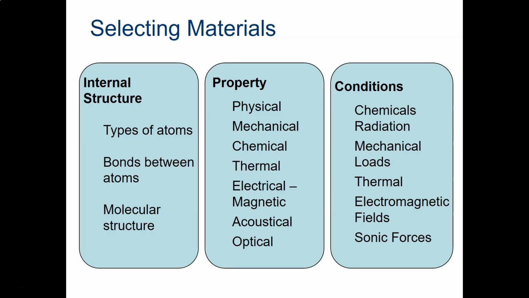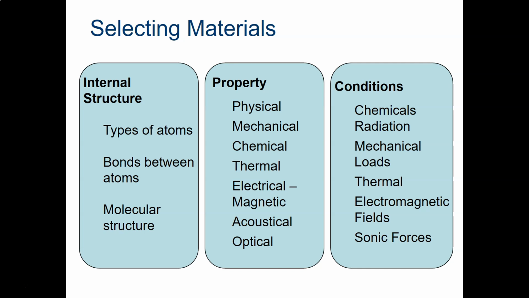Let's consider some things when selecting materials. Things such as internal structure, property, or even the conditions of the materials themselves. Physical properties might include things such as density or porosity, moisture content, or surface texture.